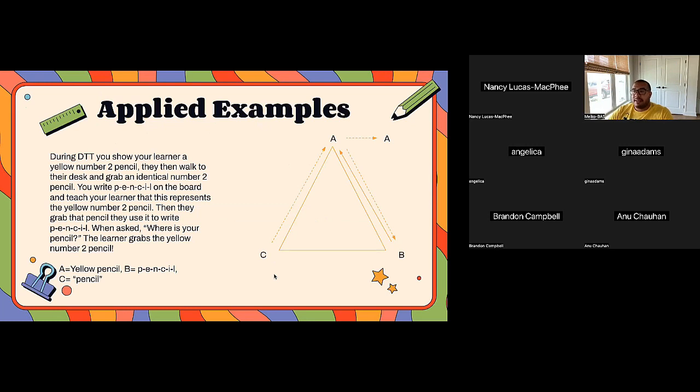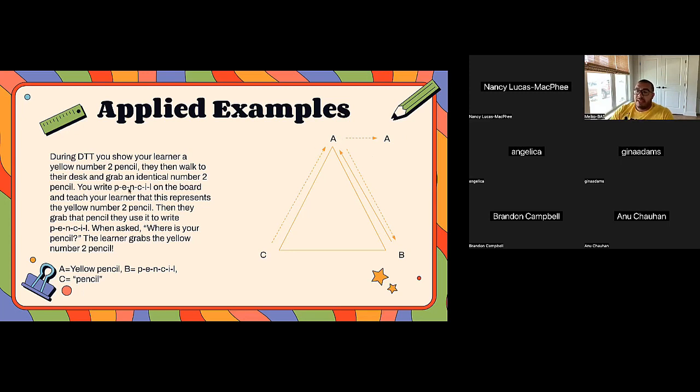So this is like an SAT test, right? All right, our applied example. During DTT, you show your learner a yellow number 2 pencil. So clearly the yellow number 2 pencil is A. They walk to their desk and grab an identical number 2 pencil. As I'm sorting through this in my mind, I say, oh, wow, look at that. We have identity matching. We have no teaching. Without drawing anything out, you should know at this point you have reflexivity. You should draw it out, though, as well. That's important. But if you can do it in your brain, that's totally fine. But we certainly have reflexivity here.